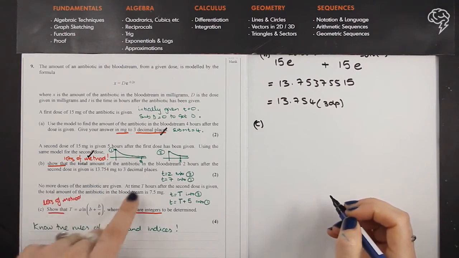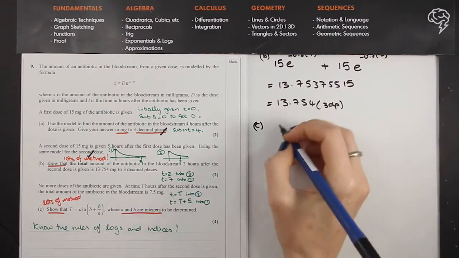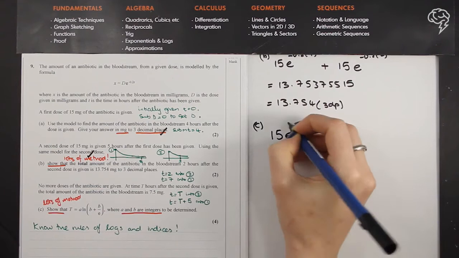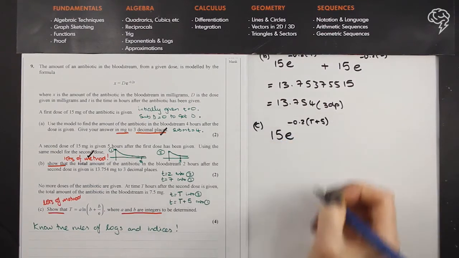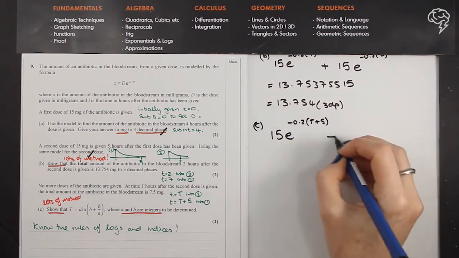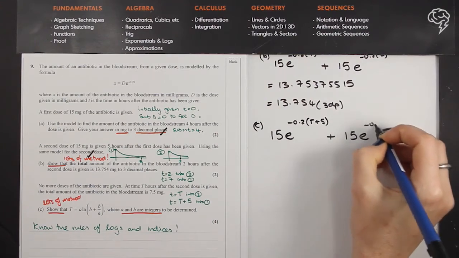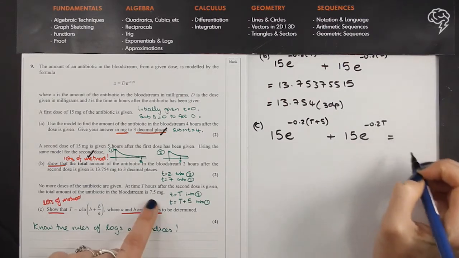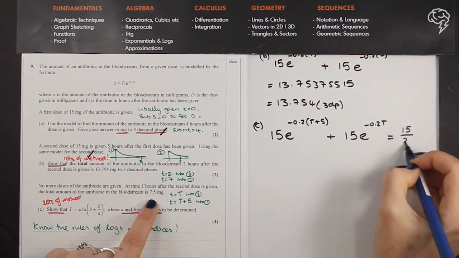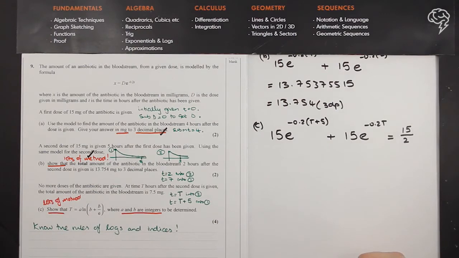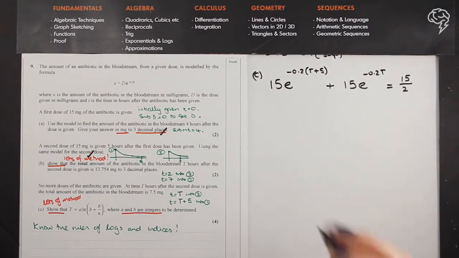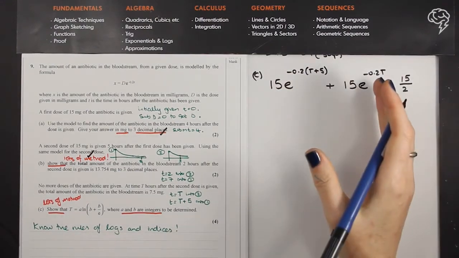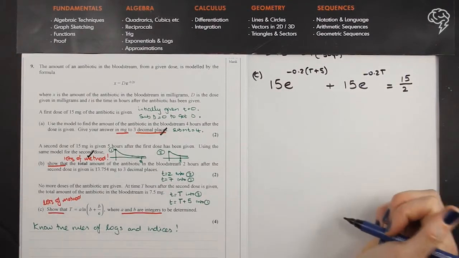Okay, now same idea. We've got t hours after the second dose. So the first dose has got this much left because it's been in 5 hours longer. And the second dose has got this much left because it's been in for t hours. And we're told that this is 7.5, but I don't like decimals, so I'm going to write 15 over 2. Okay, right, now we need to rearrange this to say t equals, and what we are not going to do is just go ln. That is what lots and lots of students did.